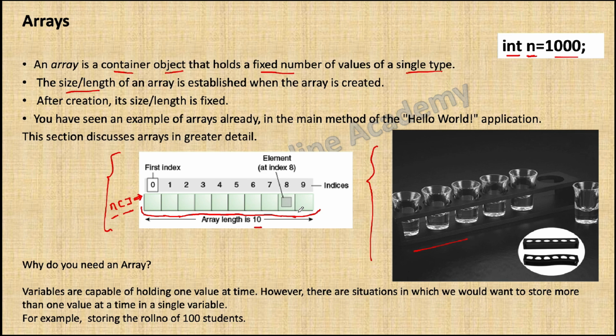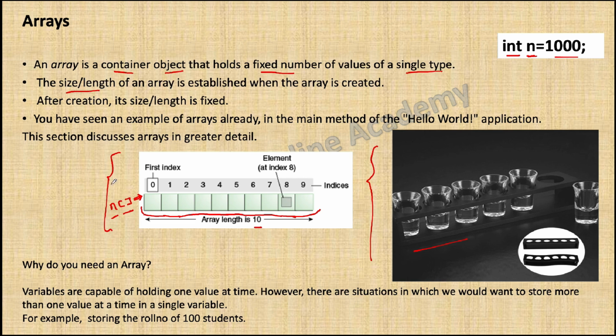So when you declare an array, you need to decide the size of the array. Also, you need to store values of a single type. This means that if you are storing int data in an array, all elements should be of type int. If you are storing string data in an array, all elements should be of type string. You cannot store mixed data type values. You have seen an example of arrays already in the main method. The main method takes a string array as a parameter. That string array is used for command line arguments. We have a separate video on that.